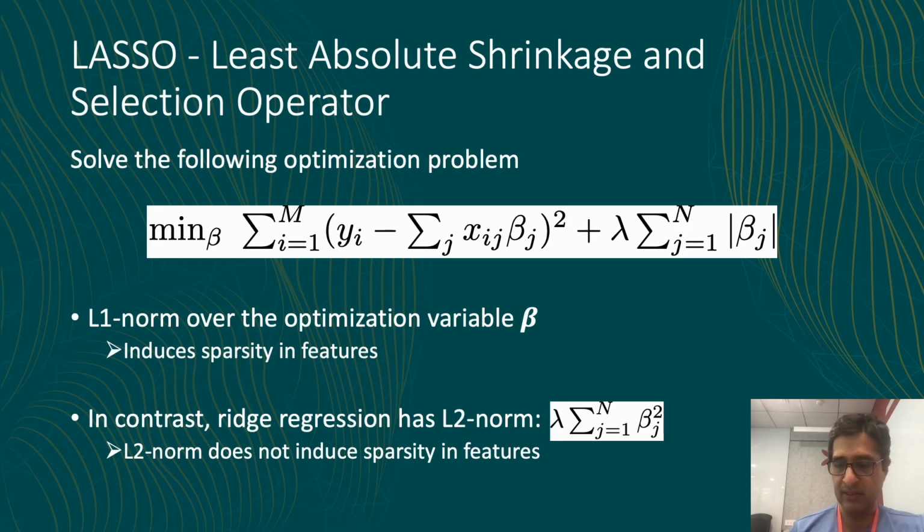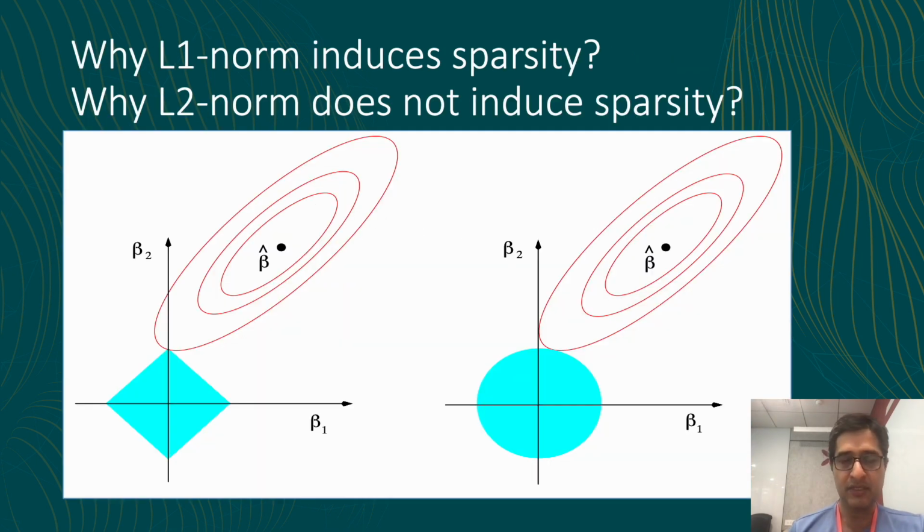And just to aid your intuition, let me show you how that works in a two-dimensional plane. If you consider this optimization problem in a two-dimensional plane, these red lines are showing you the loss, the squared loss term.